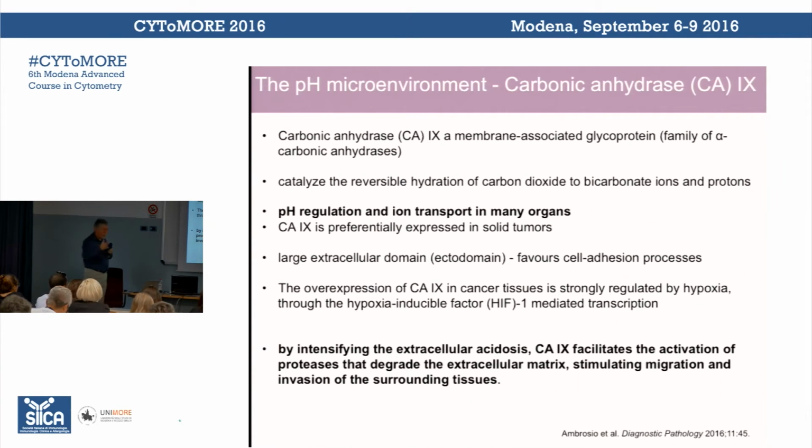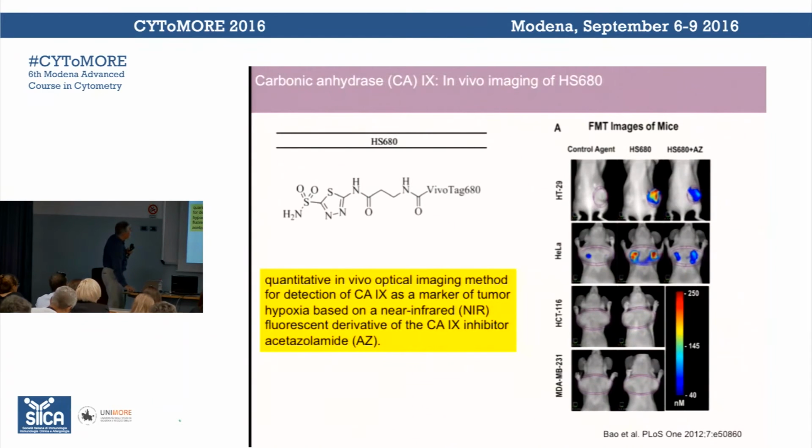It's a self-perpetuating process. In fact, you can design probes to actually see inside cells. Here's a near-infrared marker that's a derivative of CA9, allowing you to identify CA9 expression, acidosis within tumours, for example, here in a mouse model.